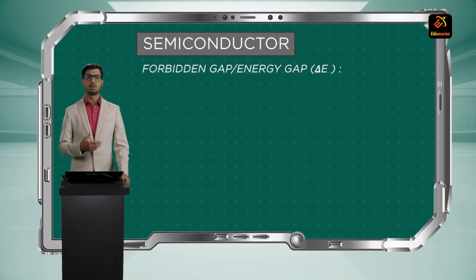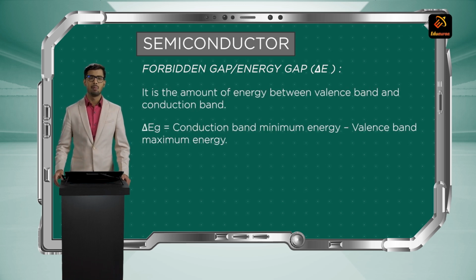Let's understand some more things about the forbidden gap, or simply the energy gap. This is represented by delta E. This is the amount of energy between the valence band and the conduction band. So we can write it as delta Eg equals conduction band minimum minus valence band maximum energy. No electron is present inside this forbidden gap.